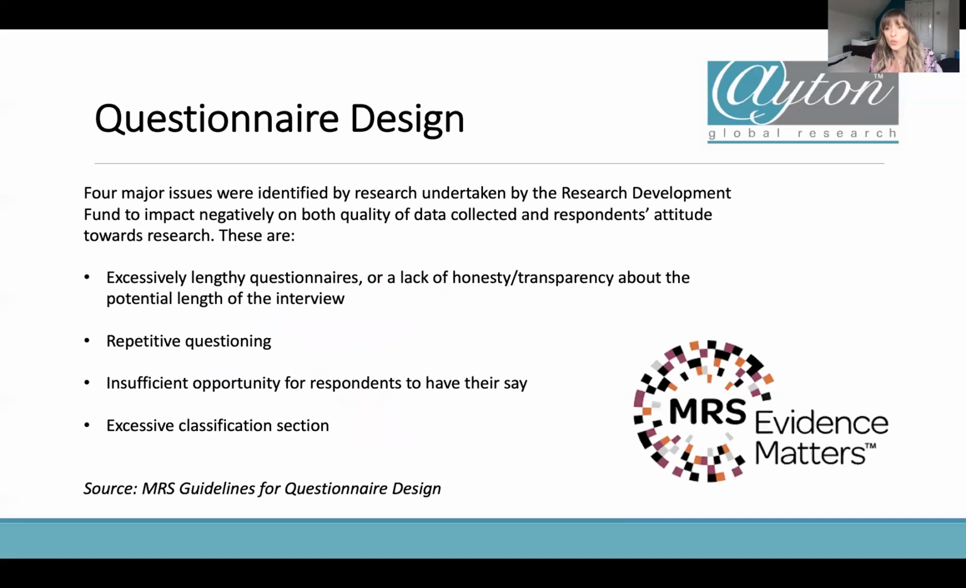In terms of what to avoid, the MRS, Market Research Society, put together four major issues that they picked out in terms of what always seems to go wrong and give people negative results on their studies. So, what can negatively affect the data? One thing is excessively lengthy questionnaires, or a lack of honesty about the potential length.